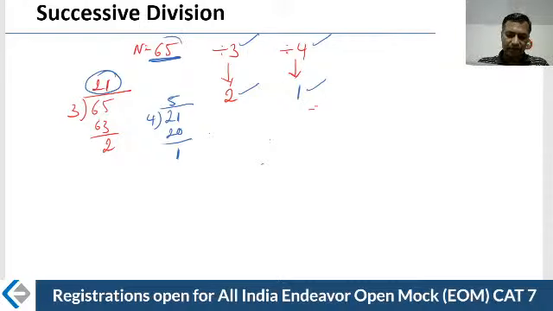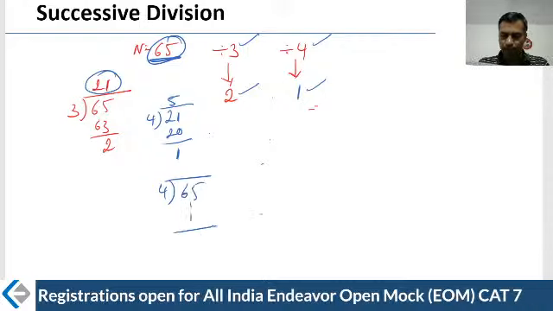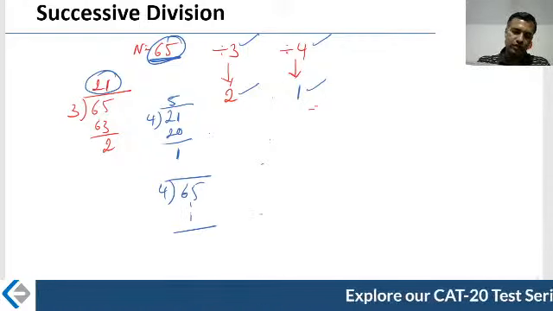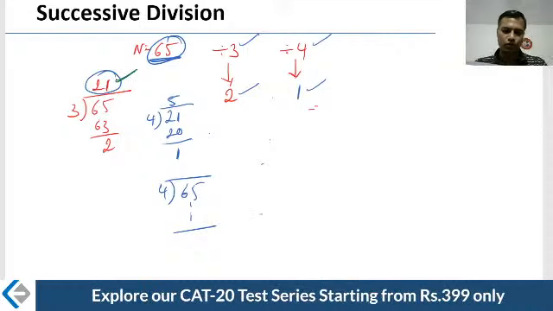You don't take this 65 again, which means when you divide by 4, you don't take 65 and start dividing by 4. What you do is, you take the quotient of the first division. The first division quotient was 21. You take that quotient and then you divide. That is what we mean by successive division.